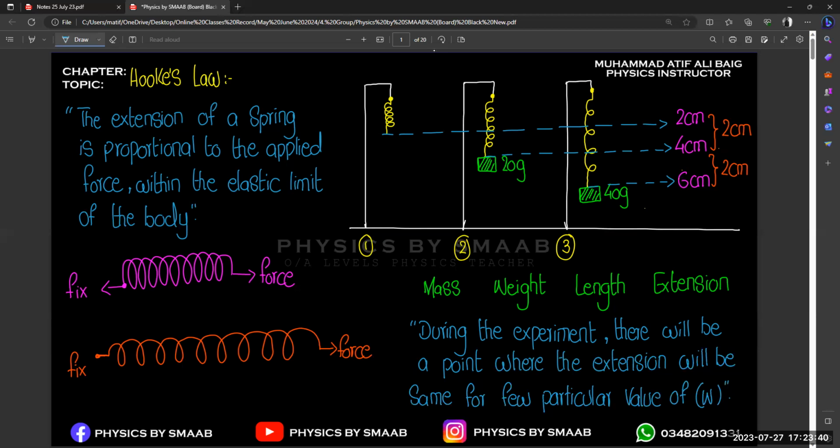So initially both values are increasing directly, but after some time your length will be in an equilibrium state for a short time. Then if you try to add more weight to it, that will exceed the elastic limit of that spring, right? I will also show you the graphical representation.